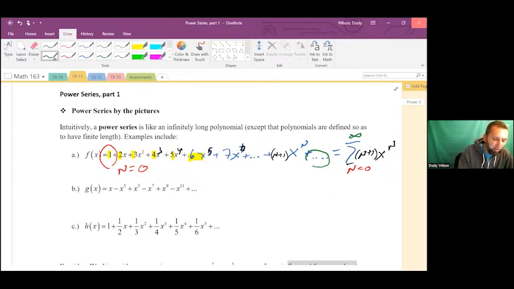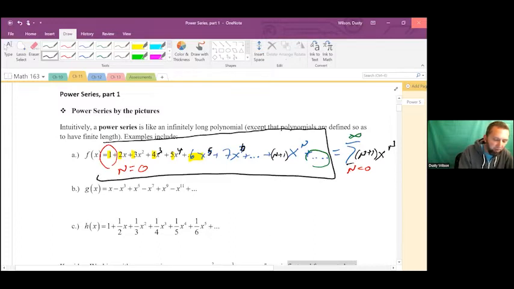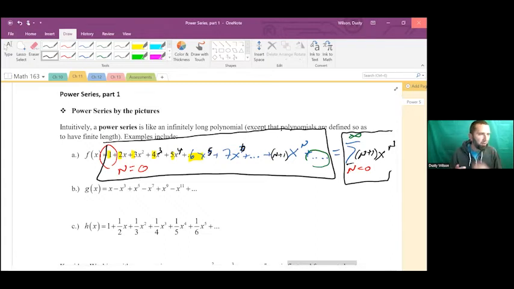Notice the left side here is the power series, but it's the power series spelled out term by term. And then the right side is the exact same power series. It's just now written a little bit more concisely. So it's 2 ways of writing the same thing. So there's our first example.